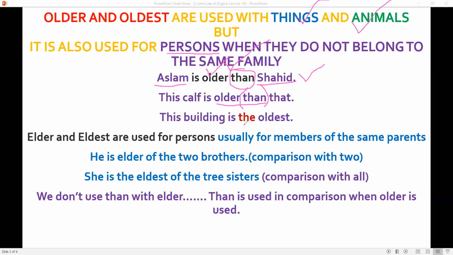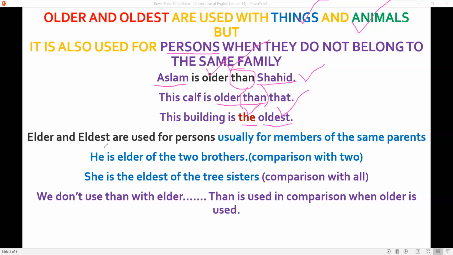This building is the oldest. Now see two things which you should learn and understand. Oldest means it has no comparison with any other building, it is the oldest. And the second thing, the use of definite article the with the superlative degree. We use definite article the with superlative degree.